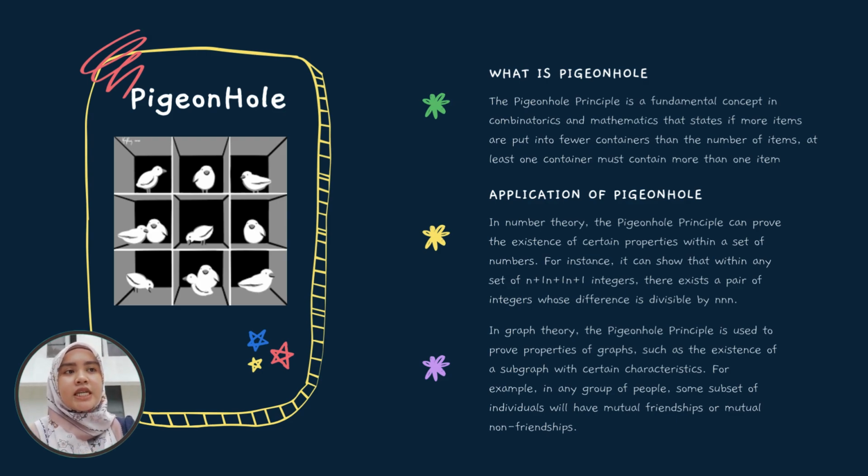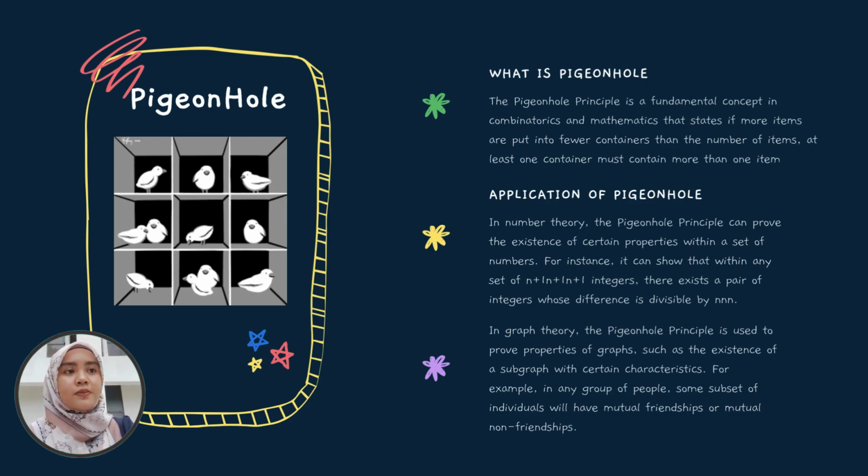Applications of pigeonhole. In number theory, the pigeonhole principle can prove the existence of certain properties within a set of numbers. For instance, it can show that within any set of n plus 1 integers, there exists a pair of integers whose difference is divisible by n.